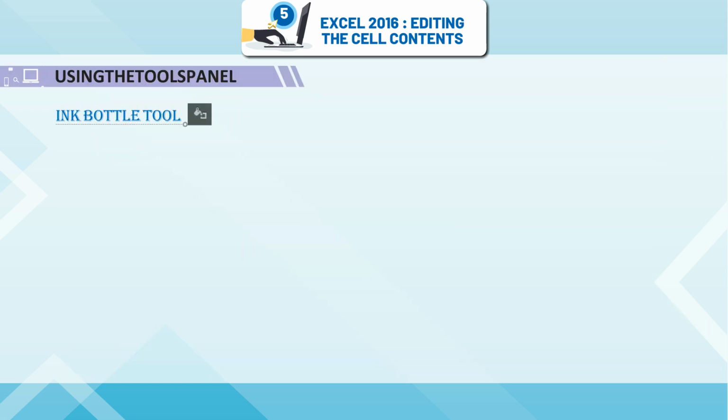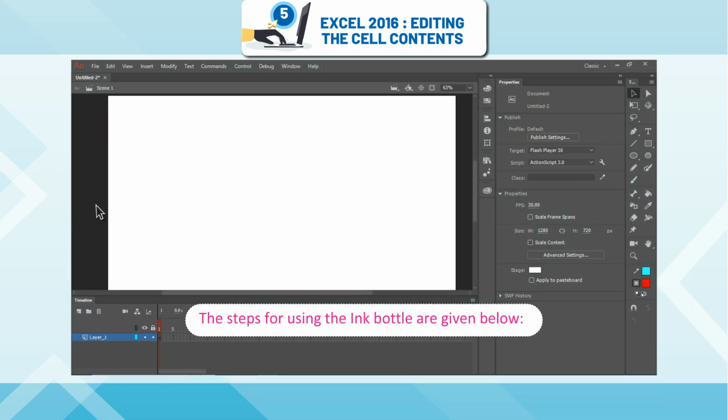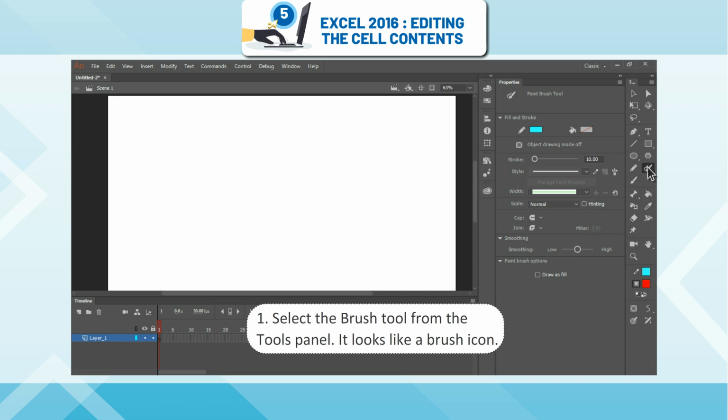Ink bottle tool. The ink bottle tool is used to change the stroke color of lines and shapes. You can use it to apply different stroke colors to selected objects. The steps for using the ink bottle are given below. Select the brush tool from the Tools panel. It looks like a brush icon.